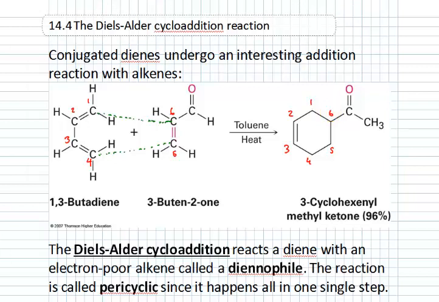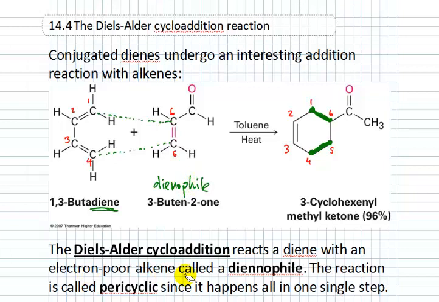The new bonds we've formed are the 1,6 bond, there's a new one, and the 4,5 bond. There's a new one right there. So obviously, butadiene was the diene. The other compound, the alkene that we reacted with, is called a dienophile.